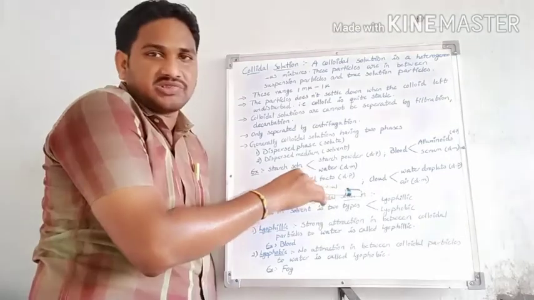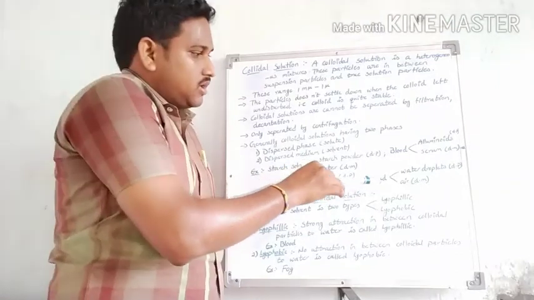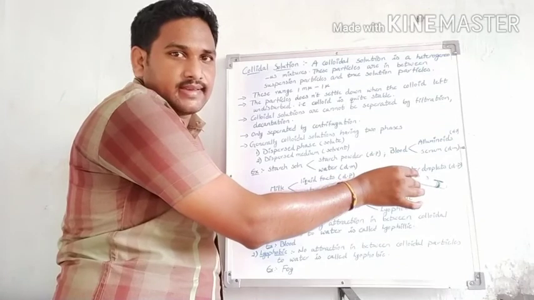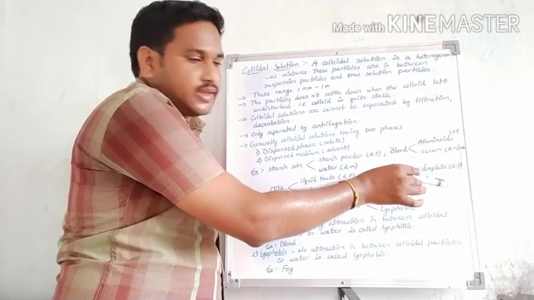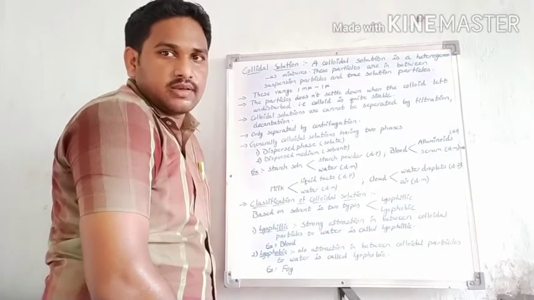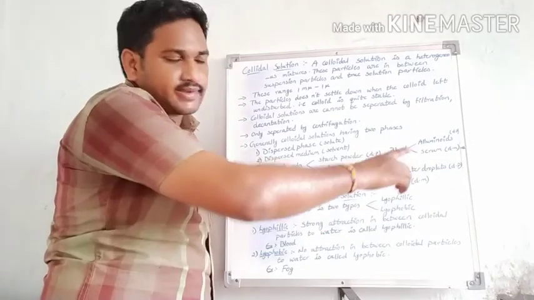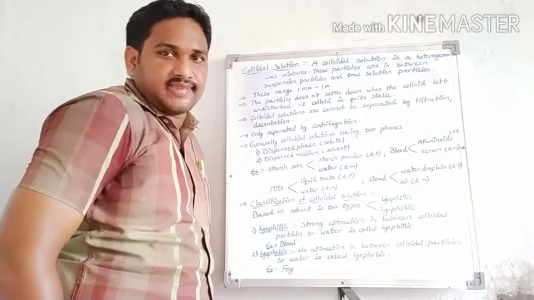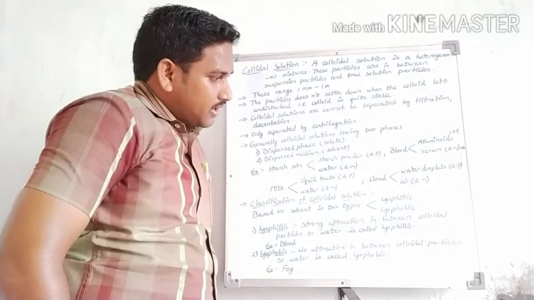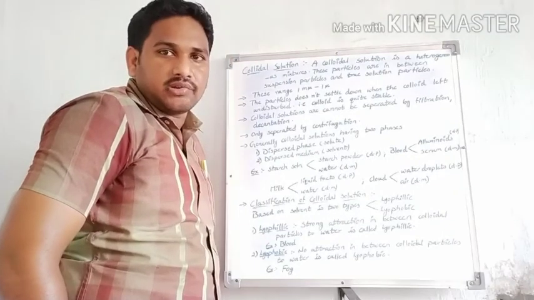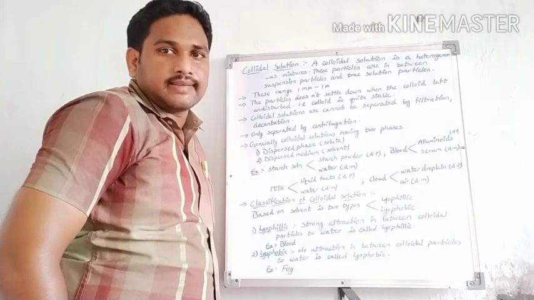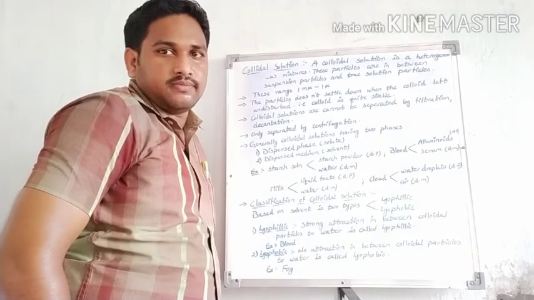And one last example, cloud. A cloud is water droplets. The water droplets act as the solute particles, which are considered the dispersed phase, and the water droplets are dispersed in air. Air acts as the dispersion medium.